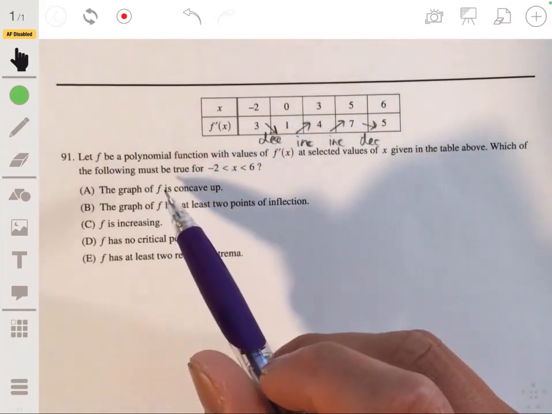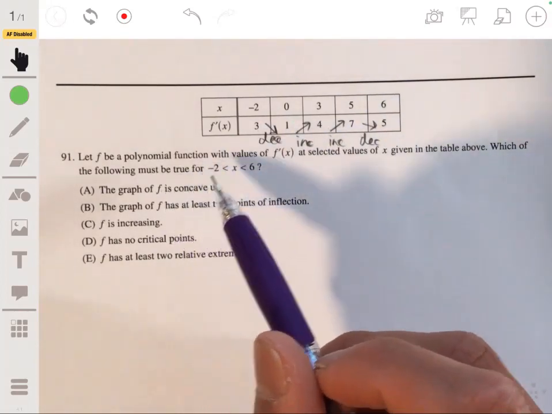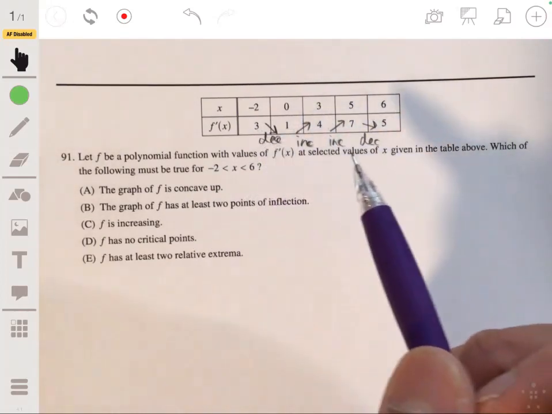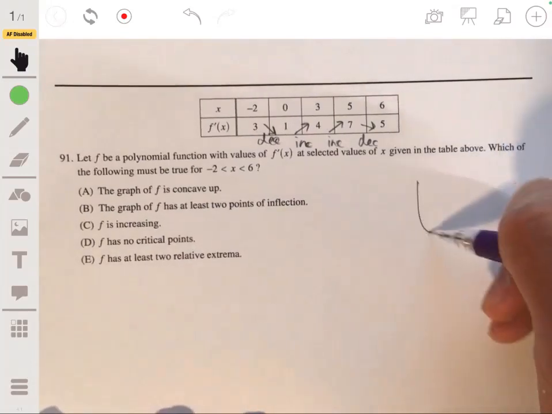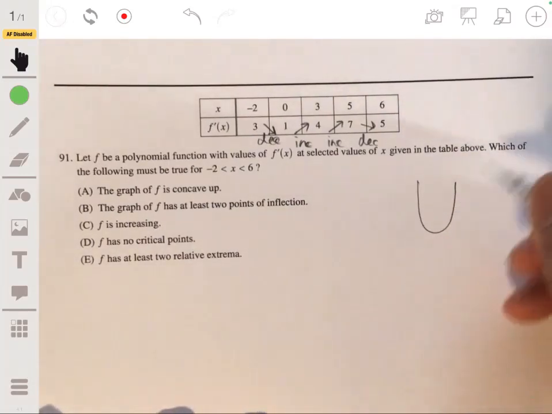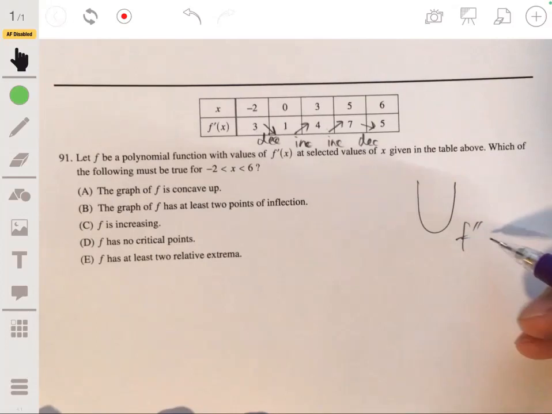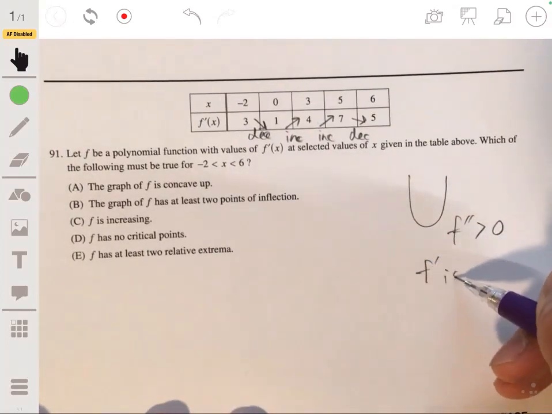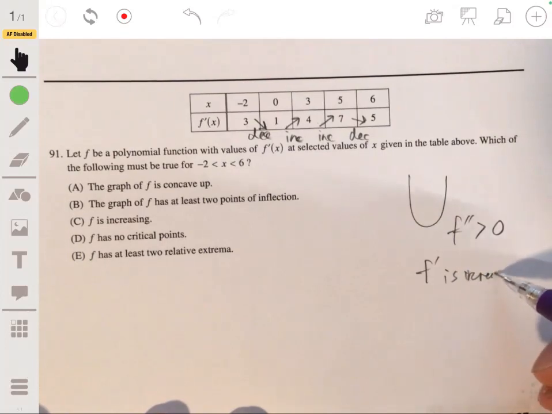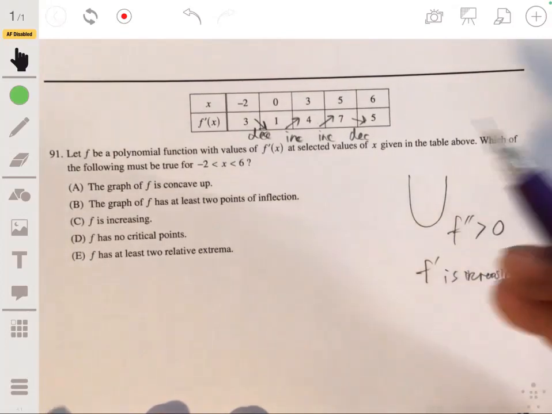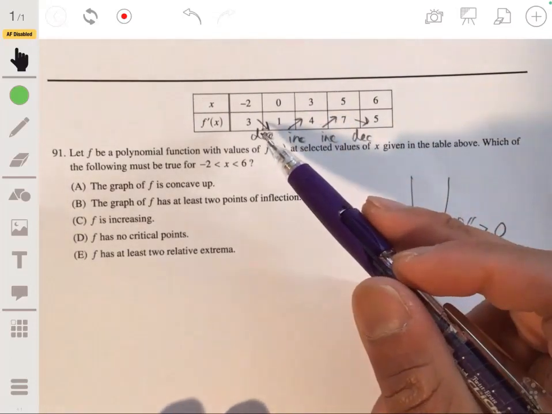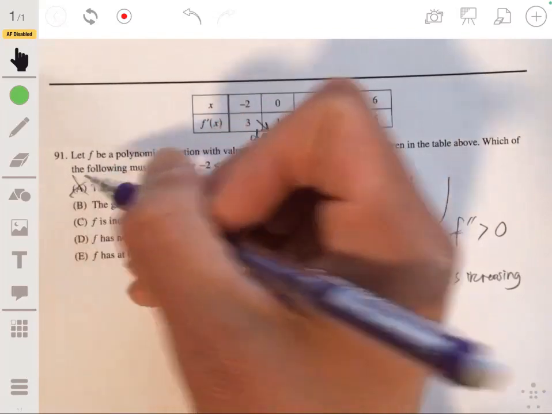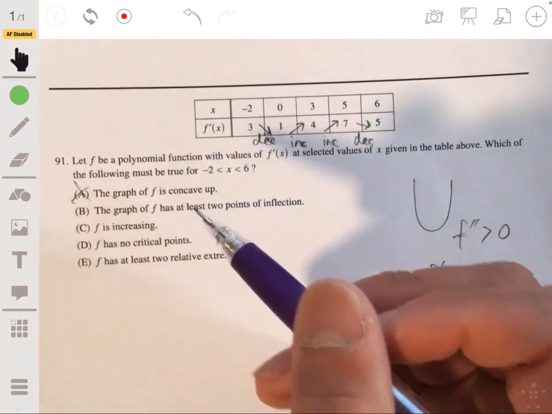Okay, so for A, it says the graph is concave up. So for it to be concave up, that means that the second derivative is positive, or the graph of f looks like this, meaning that f prime is increasing. But it's not always increasing. You can see it's going to be decreasing at some point. So it's not A. It's not that it has to be true.